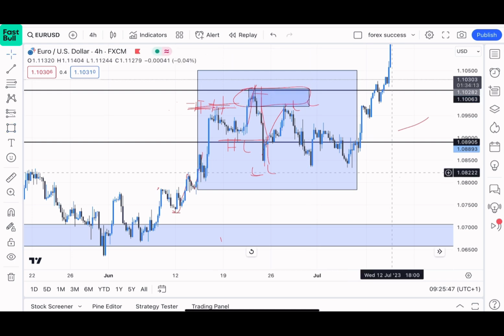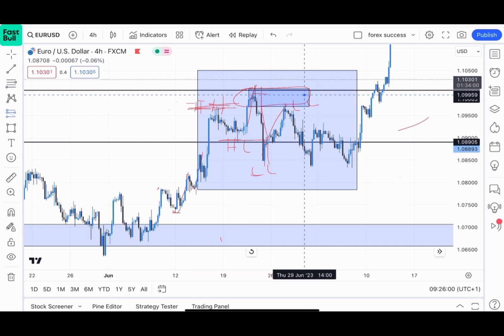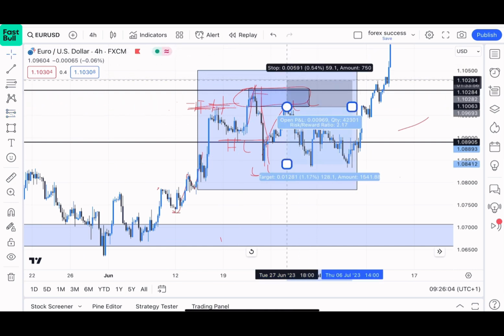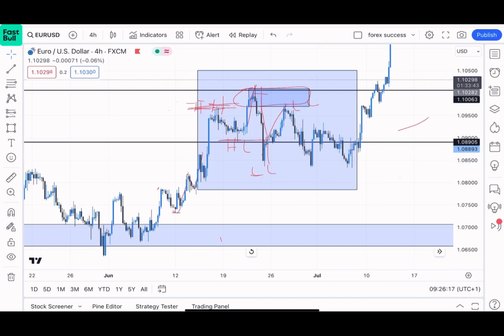Since we already have an order block right now, and there is a change of character, now we wait for price to come and tap into the order block, and then we short it from there. So in this kind of setup, we'll have a trade like this: entry around the order block, stop loss above the order block, and targeting the low just like this. This can give us a 1 to 2.7 risk to reward ratio. So this is how we trade it.